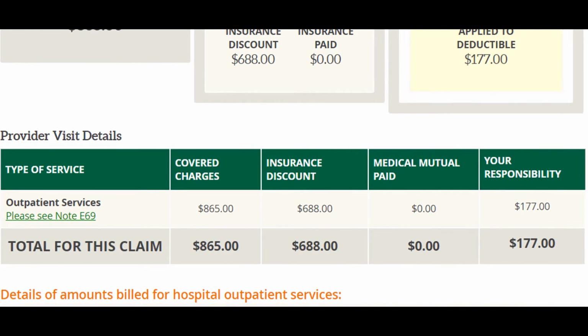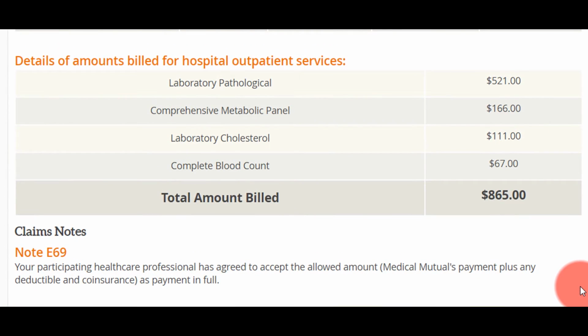And then, as before, you can see kind of the normal way it would look if you got this in the mail. You'd see the procedure, you'd see what charges were applied, what the insurance discount was, if your insurance company paid anything, and then what your responsibility should be, so my bill should match that. This is kind of a breakdown of procedures and how much they cost.